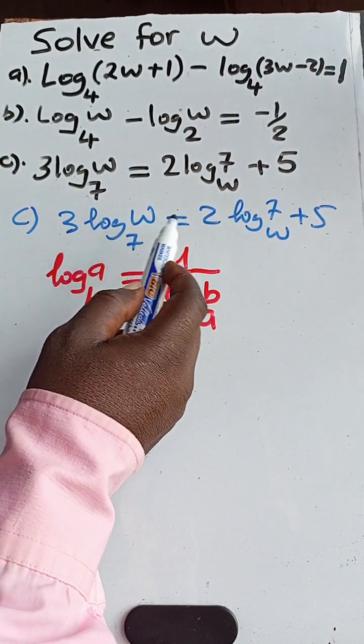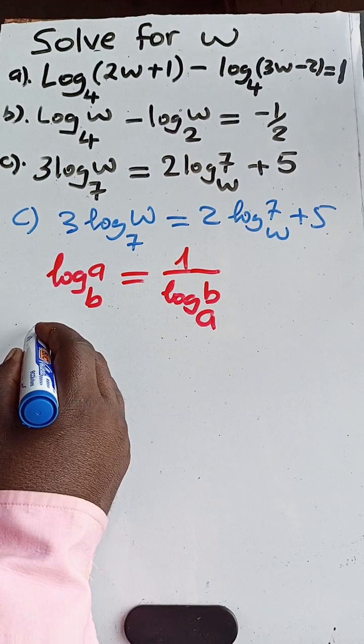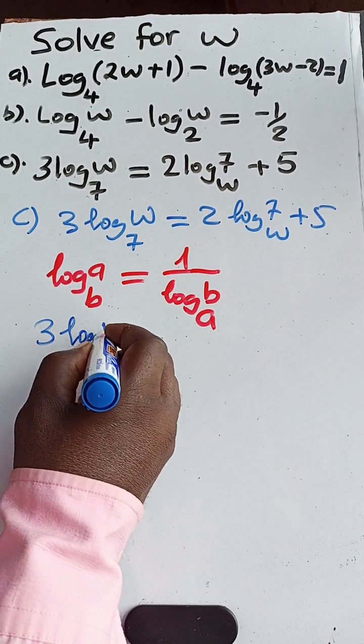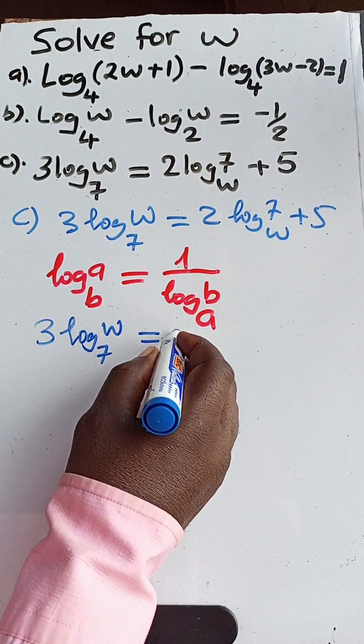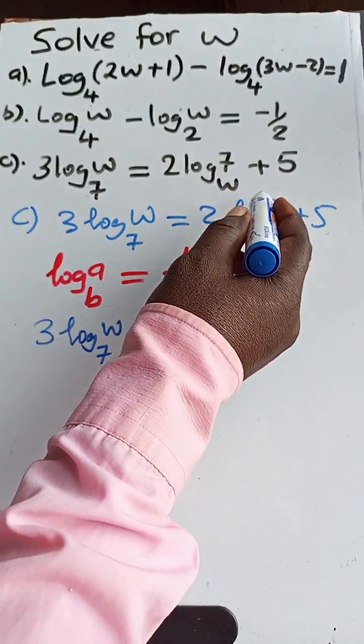So if we leave this one and apply that law here, we're going to have 3 log w base 7 is equal to 2 into, we're applying the law here now.